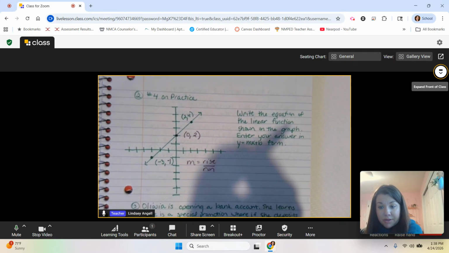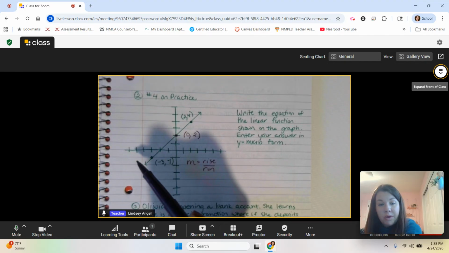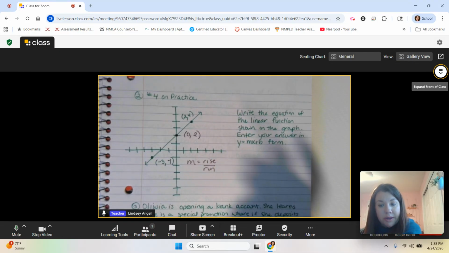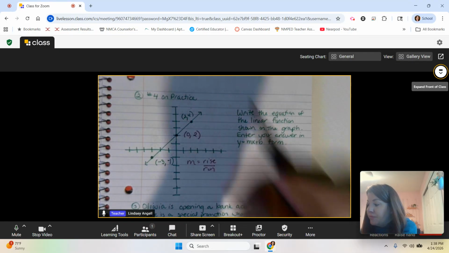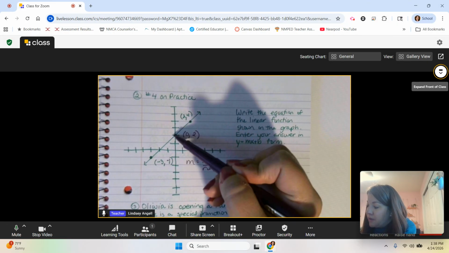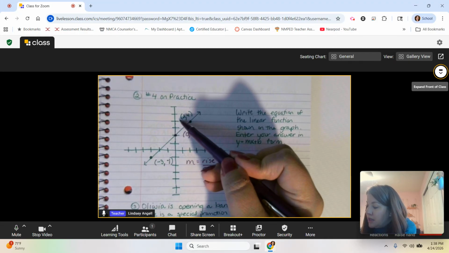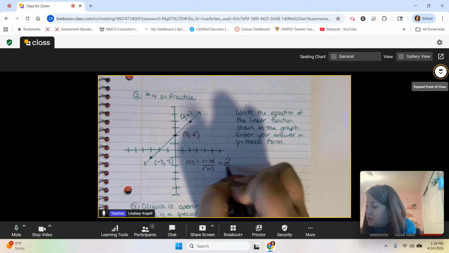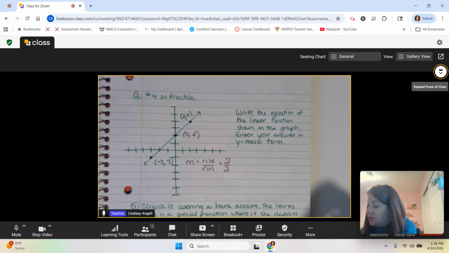Well, and there's a couple other things that we need to consider. One, when I read the graph from left to right, it looks like it's going uphill. So I know it's going to be a positive slope. And from this point to this point, we went up 2 to the right 2. So my rise was 2 and my run was 2. That reduces to the number 1. 2 divided by 2 is 1.